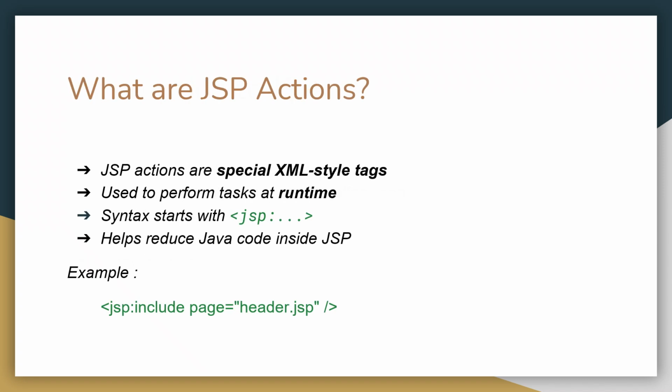JSP actions are special tags used in JSP. They follow XML style syntax. These actions are executed at runtime. They help perform tasks like including pages or handling data. They reduce the need for writing Java code inside JSP.